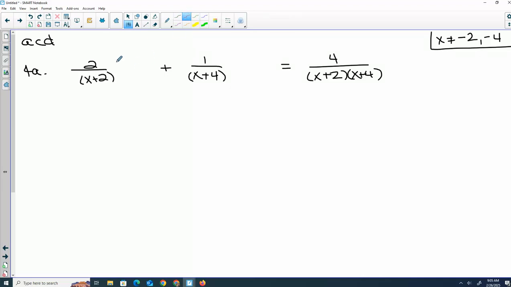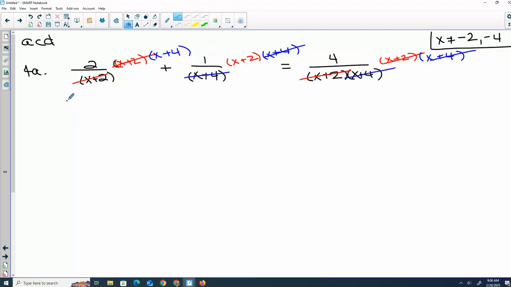Okay, so now we try to get rid of the fraction. So this one has an x plus 2. So each term gets multiplied by x plus 2. When I do that, I can see those cancel and these cancel. I still have fractions though, so I'm not done. This one has an x plus 4. So everything has to get multiplied by an x plus 4. Those cancel. So what I am left with is 2 times the x plus 4 plus 1 times the x plus 2 equals 4.